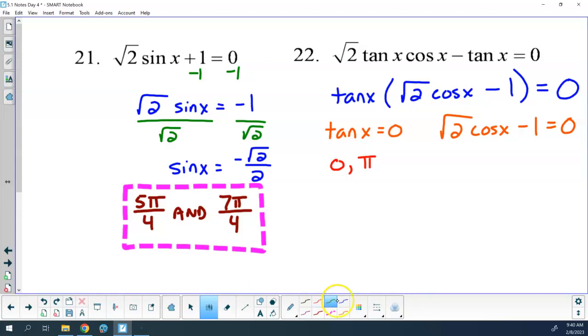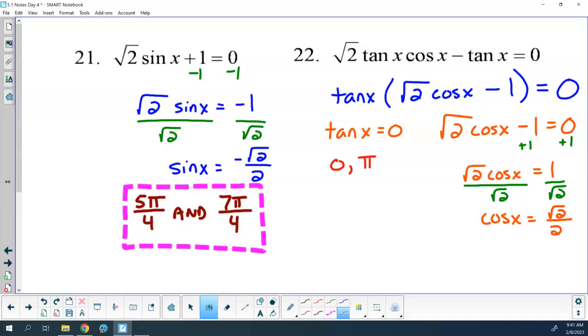Then I gotta go through and I gotta solve this one. Add 1 gives me square root 2 cosine of x equals 1. Divide by the square root of 2 gives me cosine of x equals root 2 over 2. Where first lap unit circle is cosine of x root 2 over 2? Pi over 4 and what? And 7 pi over 4.